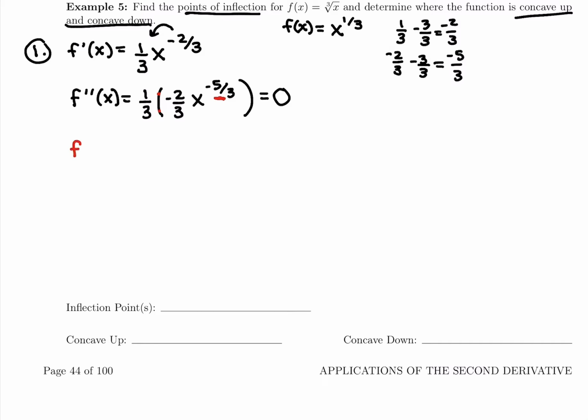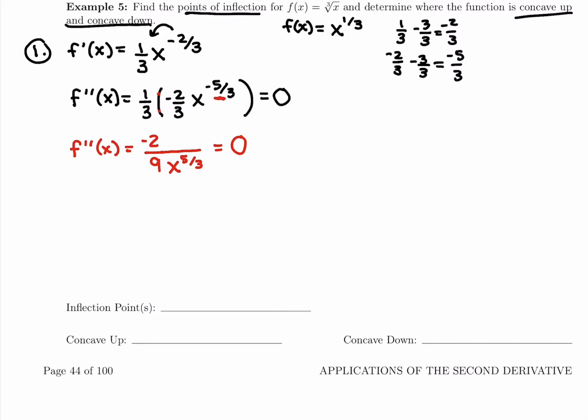So I'm going to rewrite f double prime by multiplying the top with the top and the bottom with the bottom. So 1 times negative 2 is going to be negative 2. In the bottom, 3 times 3 is 9. And you could use your calculator as well. 1/3 times negative 2/3 is really negative 2/9. And then my exponent is negative, so I'm going to put that in the denominator as well as being positive. I need it to be 5/3 in the denominator. And that's what I'm setting equal to 0.